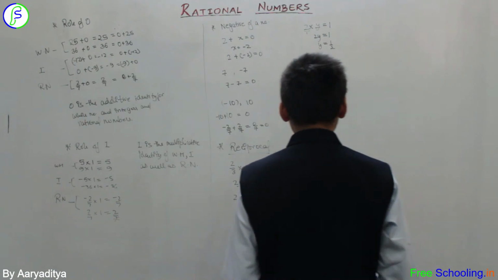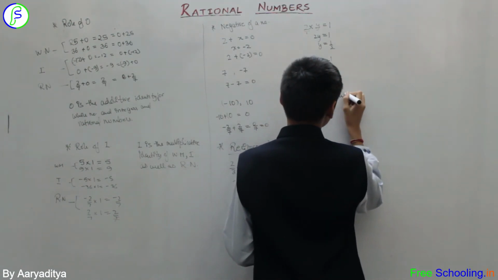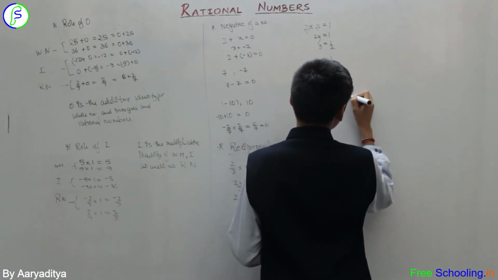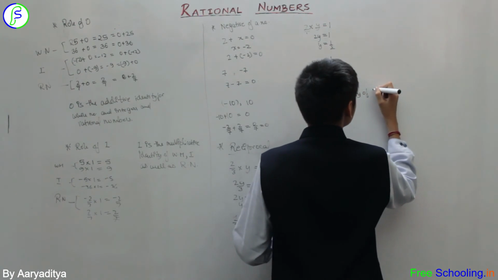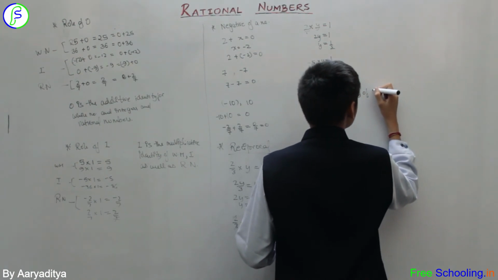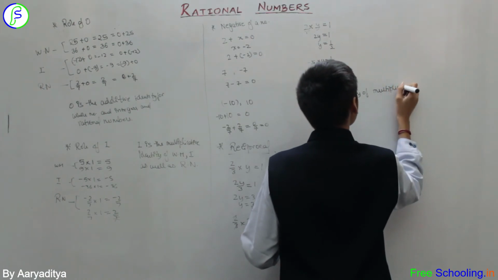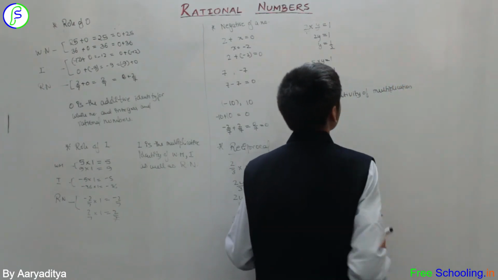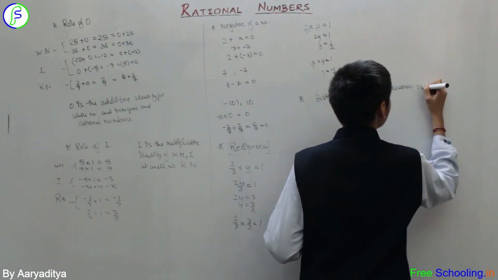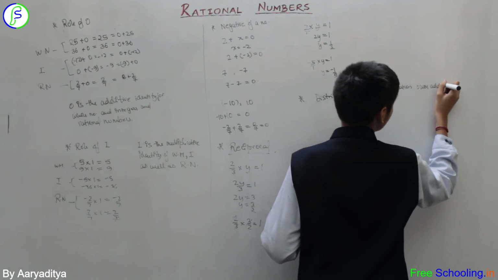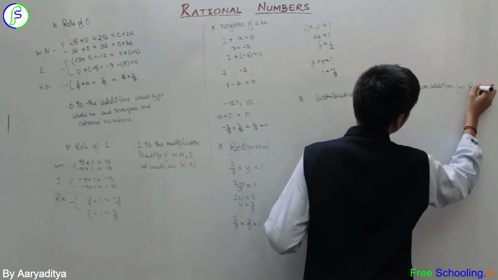Now we will be doing distributivity of multiplication over addition for rational numbers.